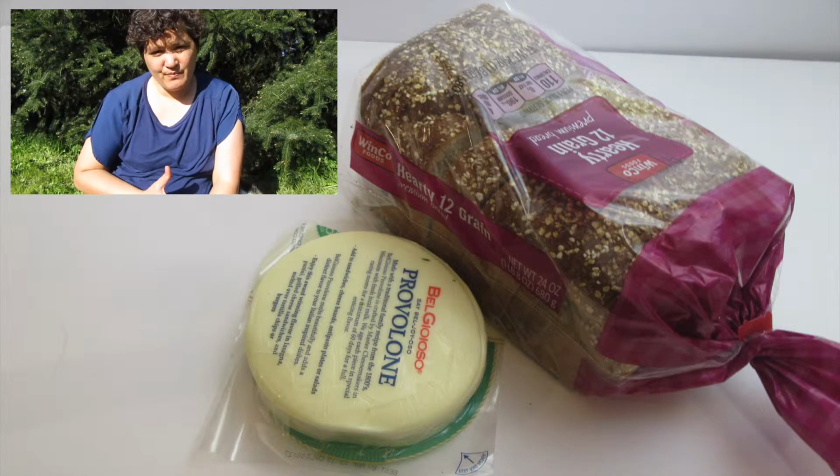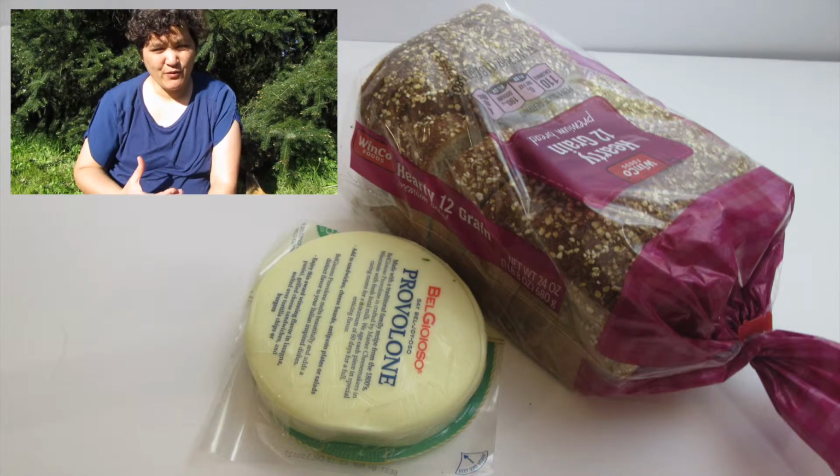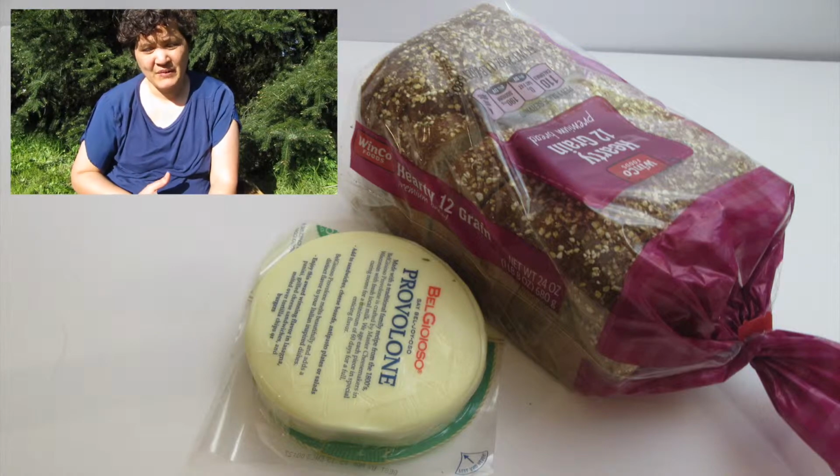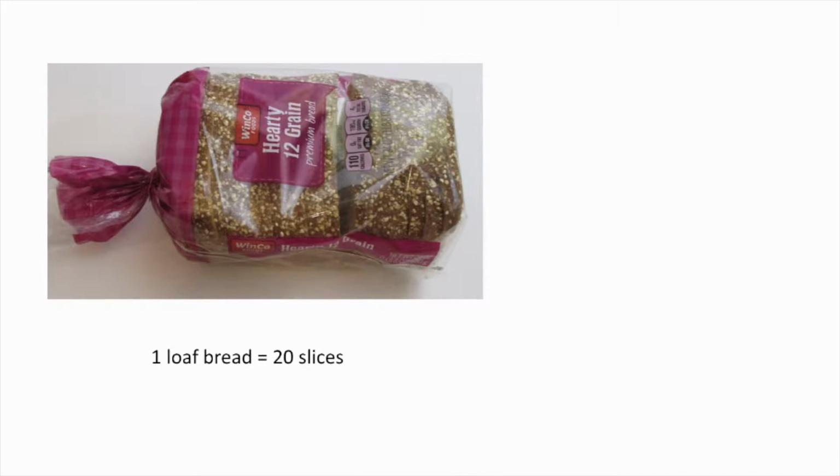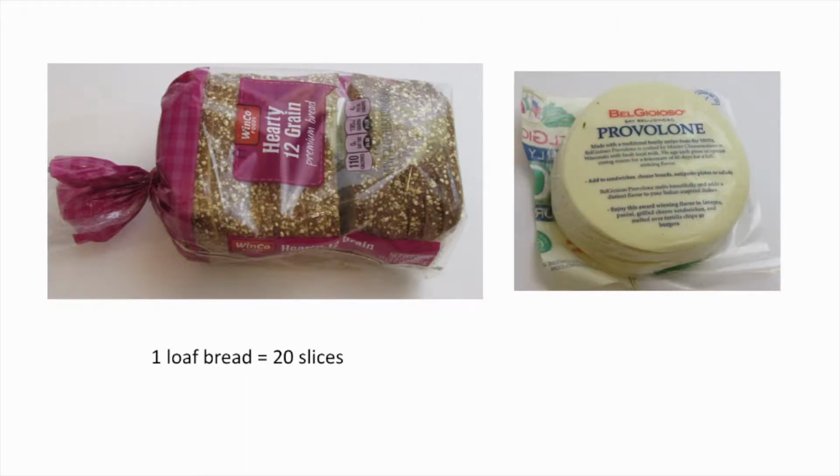So I'm going to say, for purposes of this metaphor, that you're making cheese sandwiches, and so you are just going to use 2 slices of bread in every sandwich, and you're going to use 1 slice of cheese in every sandwich. So each loaf of bread has 20 slices, and then your cheese, each package has 12 slices. And so let's see what happens as we start to make sandwiches.